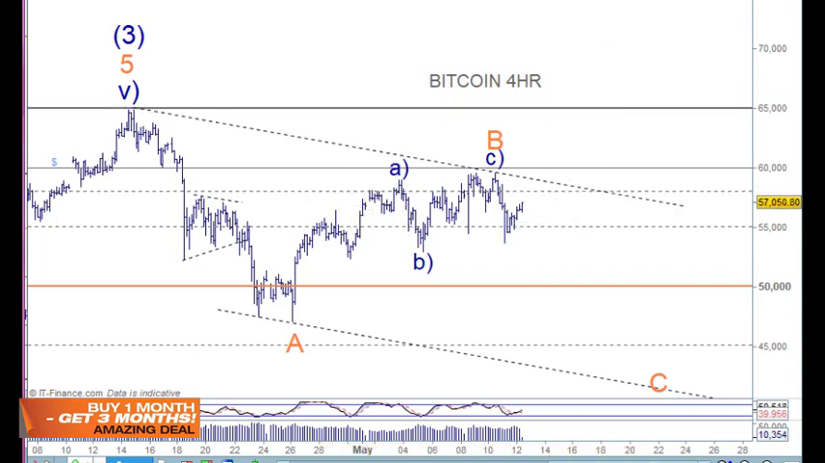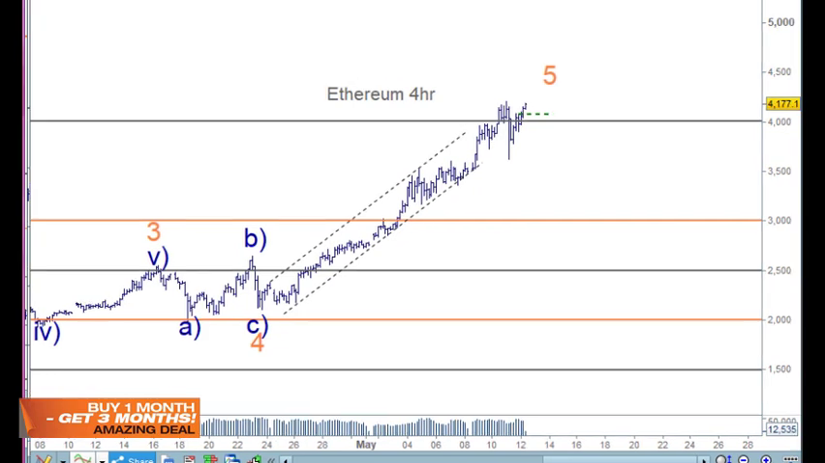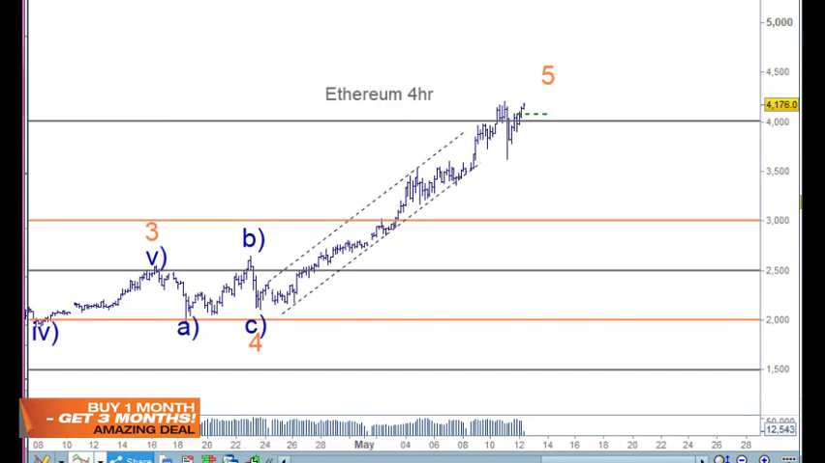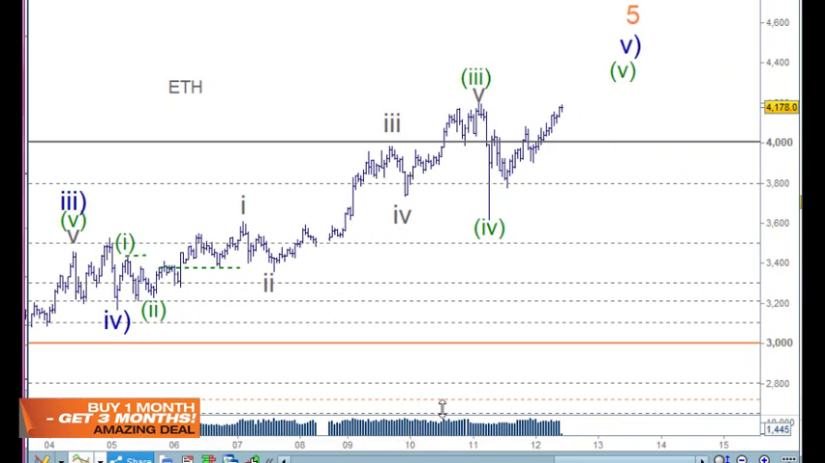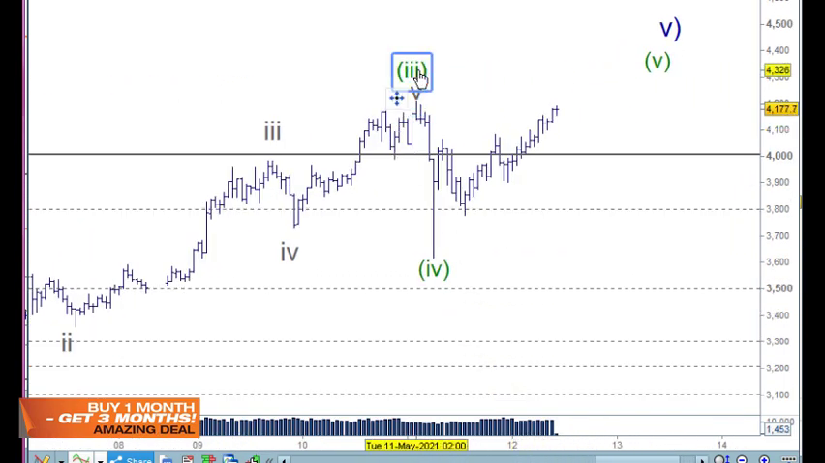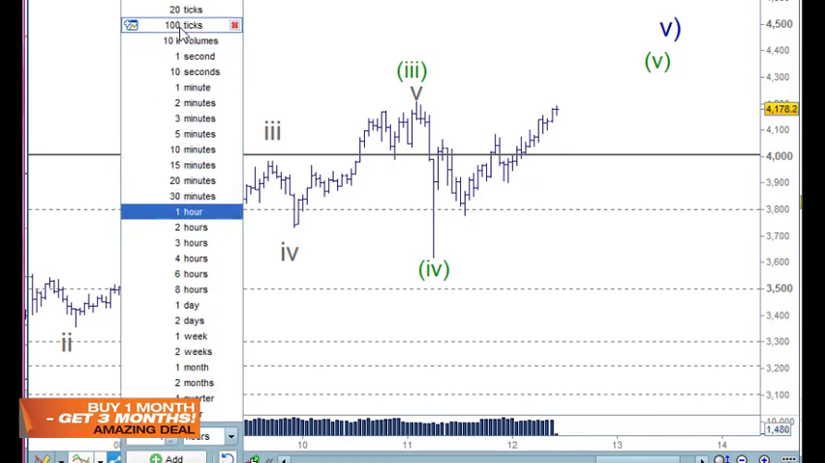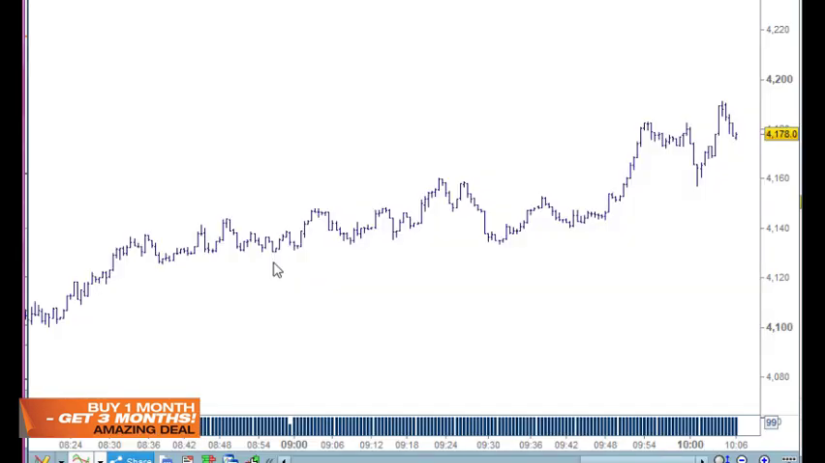We know that Ethereum will push higher, so this is probably a good time to look at that at this junction. I'll bring it into the hourly chart where we've got a bit of a count on this. We were looking at this in terms of wave 3 here and 4 here, and looking for wave 5 to move up here. I'll go to the tick chart just so I can see a bit more detail.